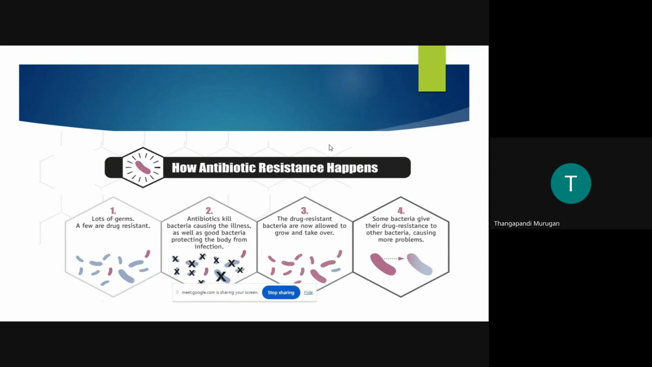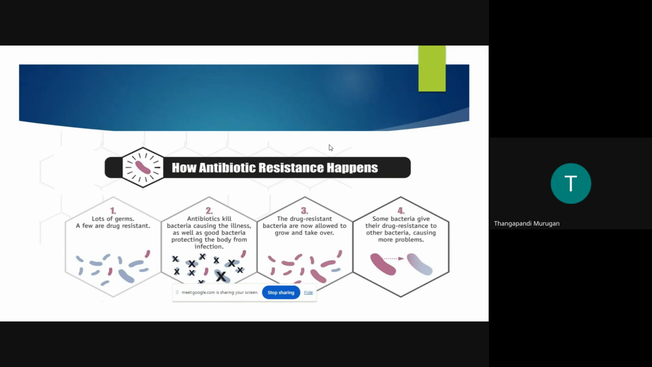Apart from that, the second point is that antibiotics kill the bacteria causing the illness, as well as the good bacteria present in our gut flora, which do good for our body by absorbing foods, minerals and many other things.